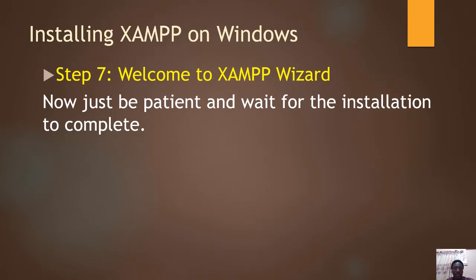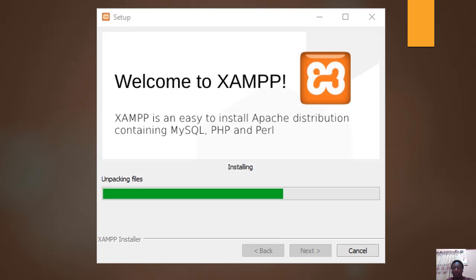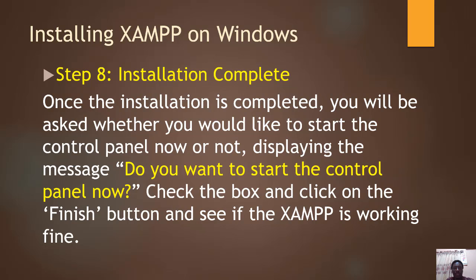Now the installation has started, and you wait for it patiently. Depending on how fast your PC is, it might take from 2 to 3-4 minutes before the installation is completed. And then that takes us to step 8. Installation is complete now. Once the installation is completed, it's going to ask you if you would like to start the control panel immediately or not. So something like, do you want to start the control panel now?